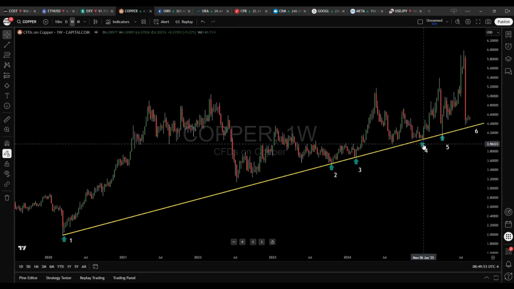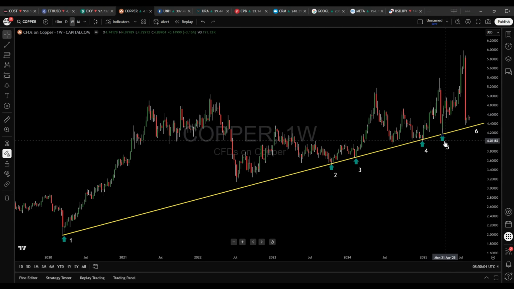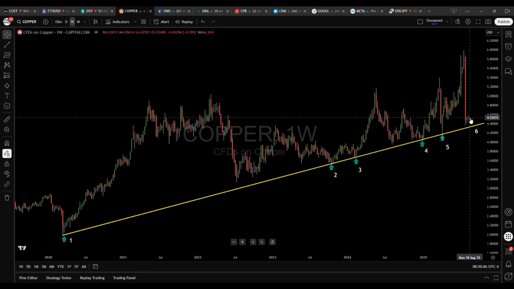Fourth hit is a 50-50 break. So 50% chance it was going to break here. It didn't. It went up. The fifth hit is a 60-40, meaning that it favors a breakdown by 60%. But in this case, it didn't do it. And then this would be the sixth hit, which is a 70-30. So 70% chance that it breaks.